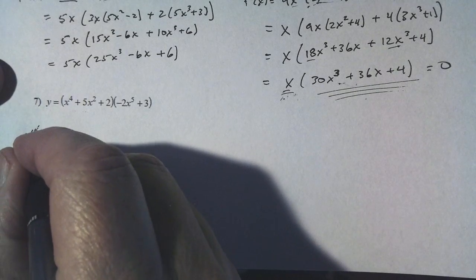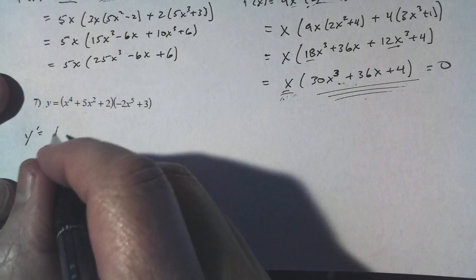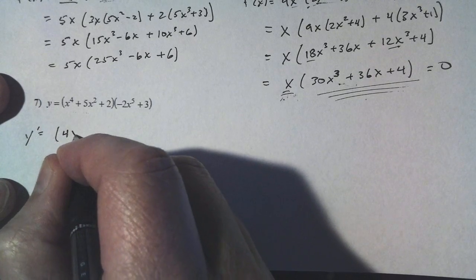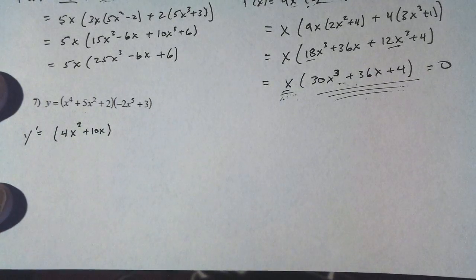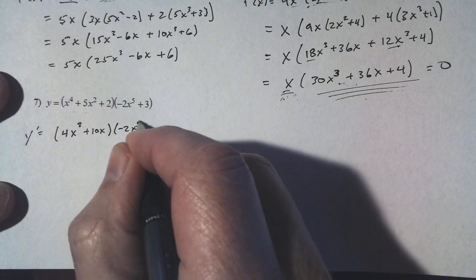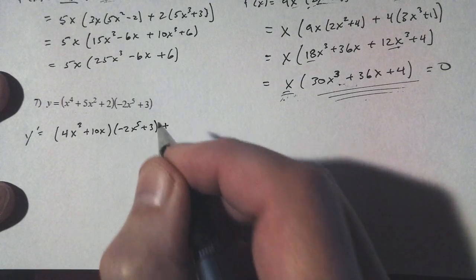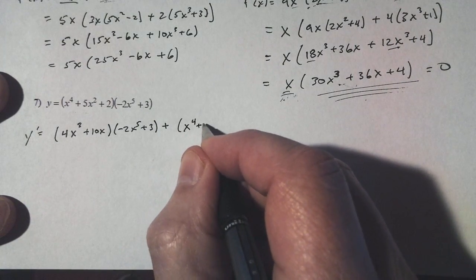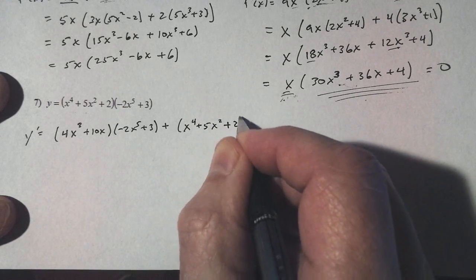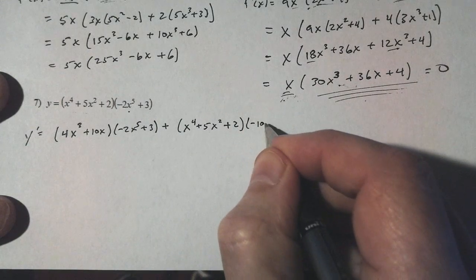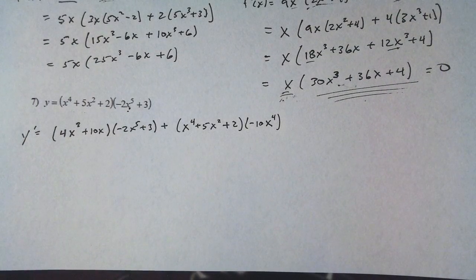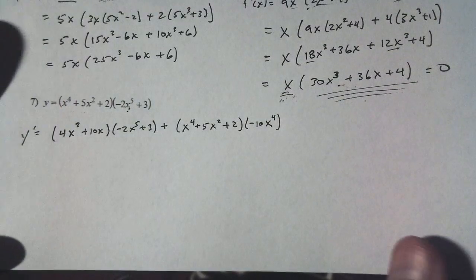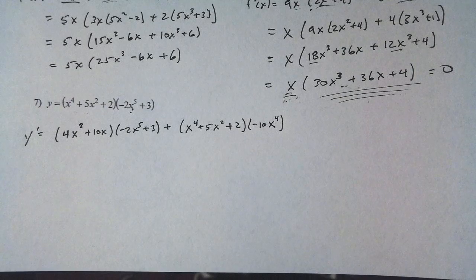All right, y prime. We want the derivative of the first function. That's 4x cubed plus 10x times the just plain second, negative 2x to the 5th plus 3, plus the plain old first, x to the 4th plus 5x squared plus 2 times the derivative of the second, negative 10x to the 4th. And now we're looking, what can we factor out? Yikes. That's our derivative, but there is nothing I can factor out at this time.